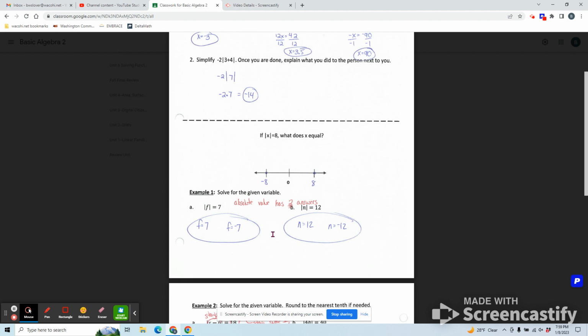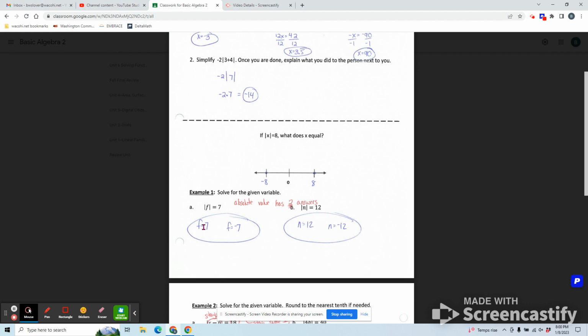So it says solve for the given variable. In order to do this, take what's inside the absolute value. That doesn't change from equation to equation. So the absolute value of f equals 7 becomes f equals 7. The absolute value of f is f. And now here's where it's different. I went from a positive to a negative. And that's what's going to happen for all of these equations that you solve for.